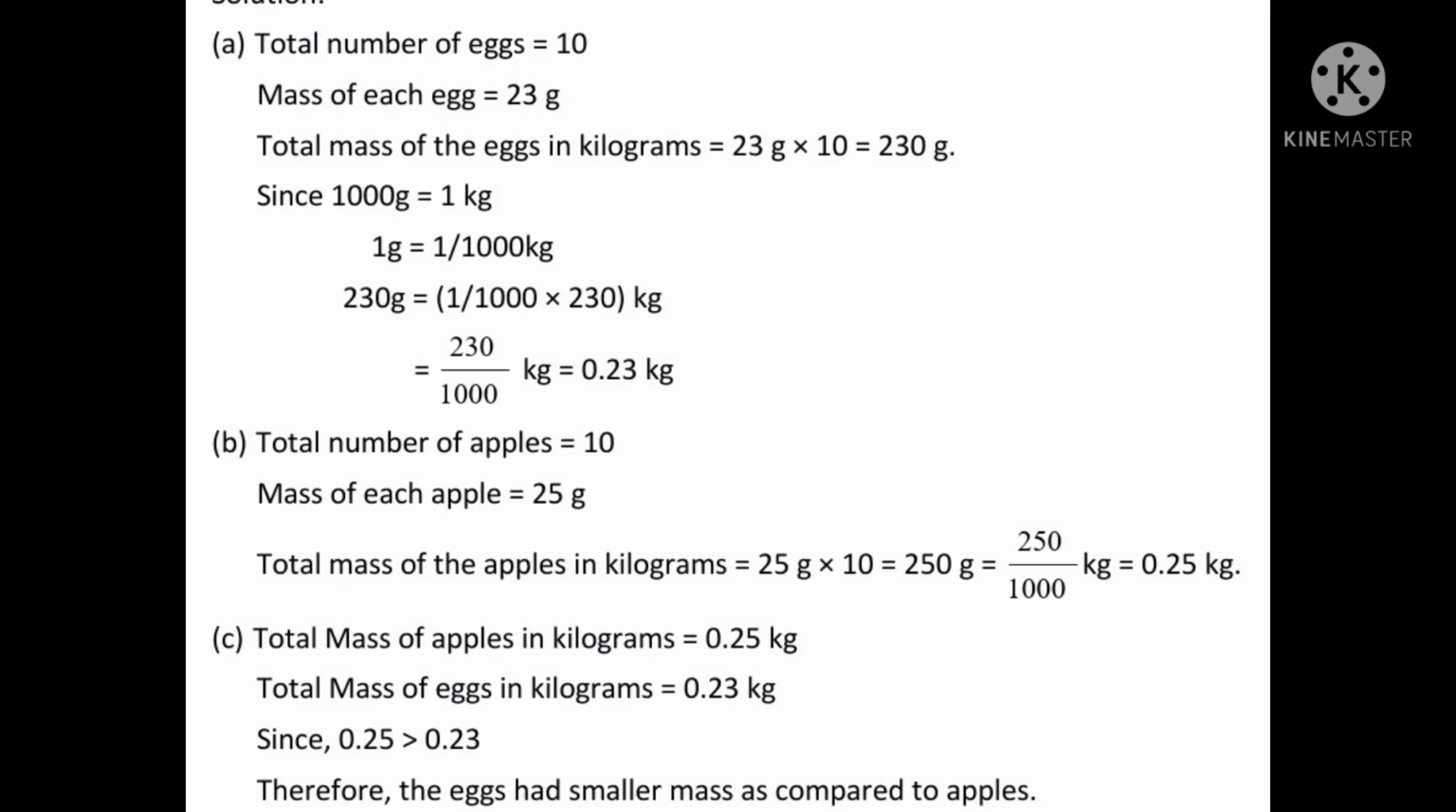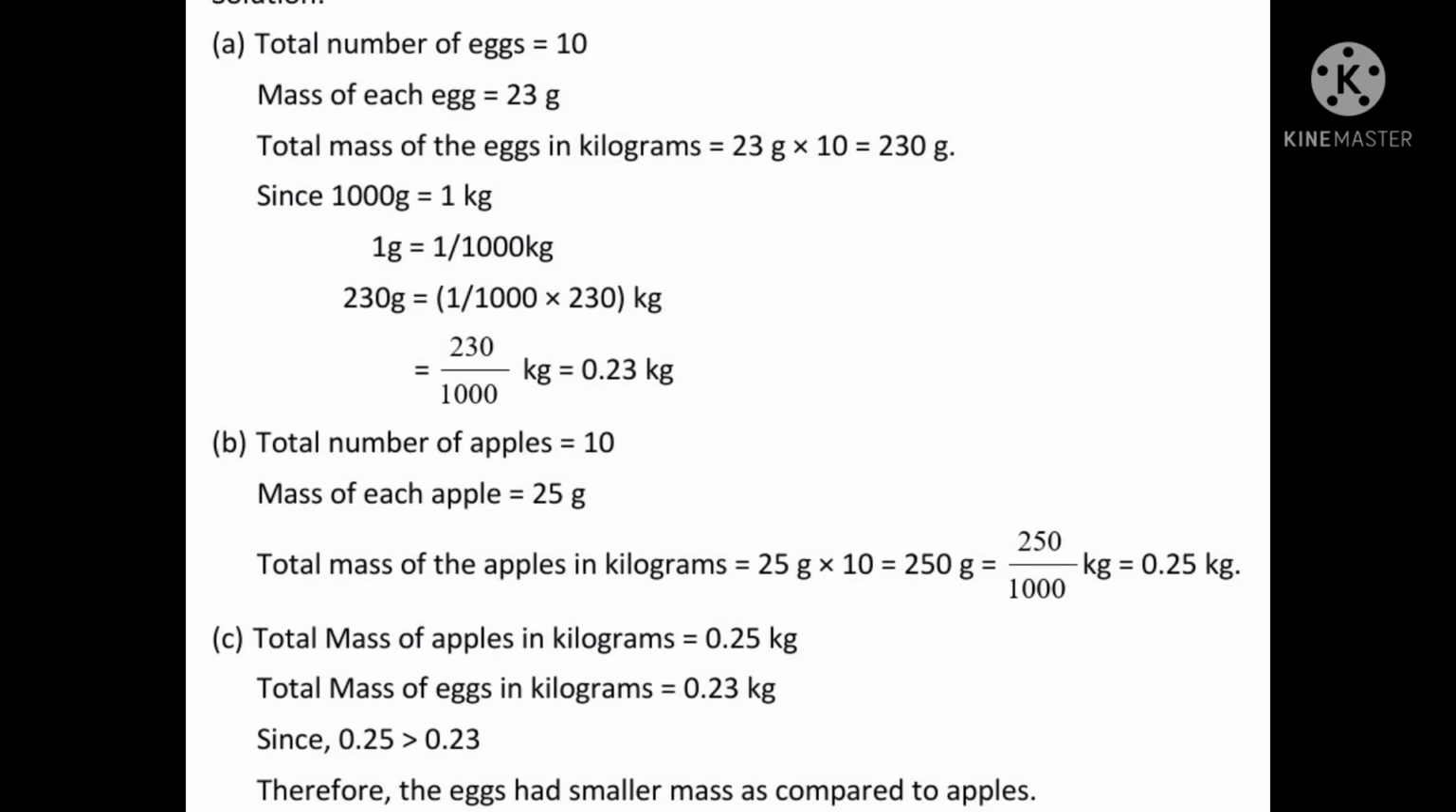Answer number B. Total number of apples is equal to 10. Mass of each apple is 25 gram. Therefore total mass of the apples in kilogram is equal to 25 into 10 is equal to 250 gram, which is equal to 250 by 1000 kg, which is equal to 0.25 kg.